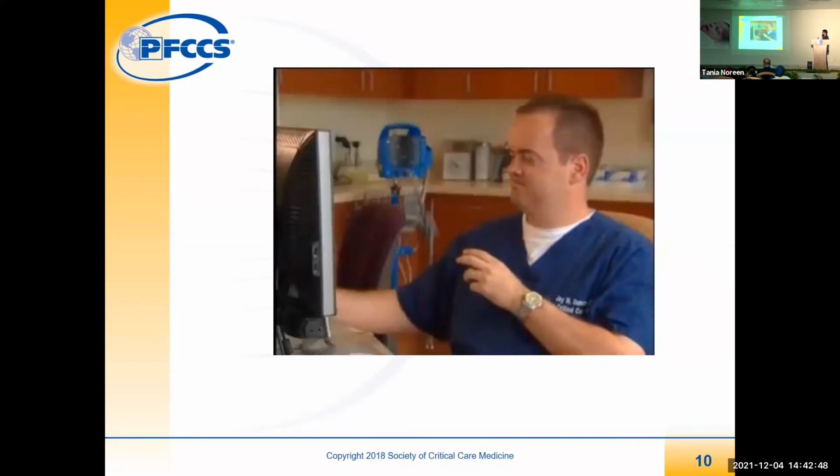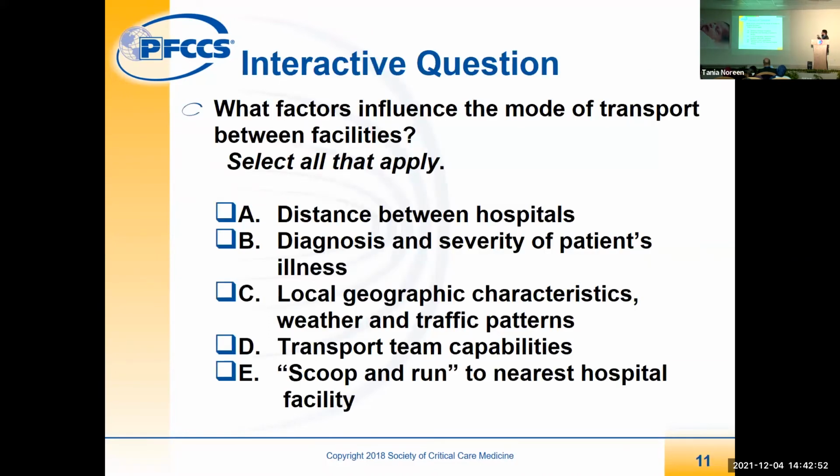Bye. So, similar thing which we have discussed in the last few slides. What factors influence the mode of transport between the facilities? It is the distance between the hospitals, diagnosis and severity of the patient, local geographic characteristics, weather and traffic patterns, transport team capability, and scoop and run to the nearest facility. A to D, very good. That's correct.